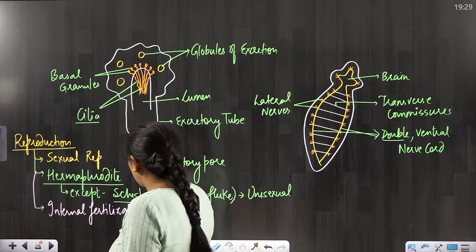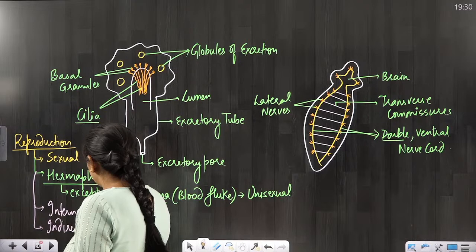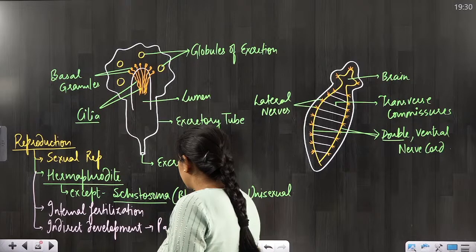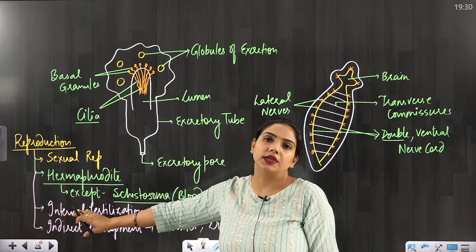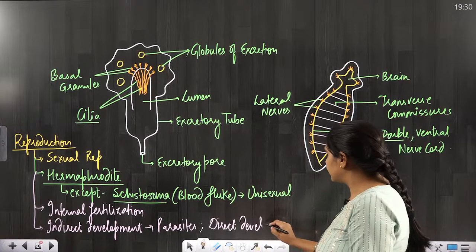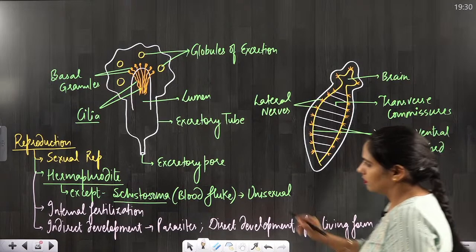And if we talk about development, then mostly indirect development only. So you can write indirect development in case of parasites. But in case of free living forms, direct development can also be seen. But if they ask only one, then you have to tell indirect, right? Because most of them are parasitic. So direct development is seen in free living forms. So we are done with most of the things of Platyhelminthes.